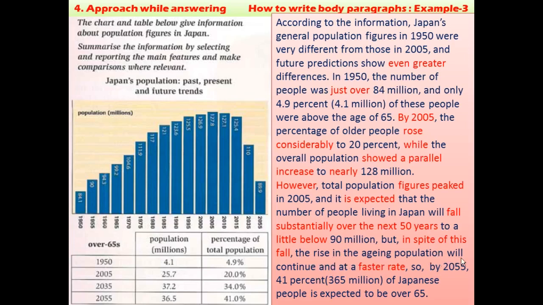The rise in the aging population will continue, and at a faster rate. So you can see the language: is expected, will continue, comparison, then approximation, year and trend related words. They are a mix of all those things, so you have to be careful about this. By 2050, I'm talking about the future, 41% of Japanese people is expected to be over 65. You must be thinking why it is 'people is', but because it's 41%, we say percent. Percent is the subject here. Anything which is before 'of' is the subject.